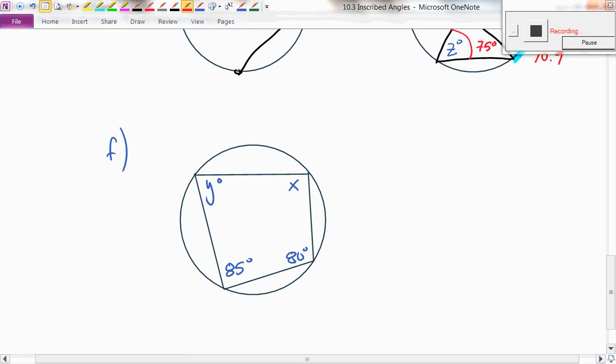Hyro has been working on it. Okay, Hyro. What did you get for Y and how come? Yeah, Y has to be 100. Can you explain why? Yeah, he said the opposite angles have to equal 180 degrees. So, Hyro, what does X have to be? 95 degrees. How many have the same thing? Put your hands in the air. Wow, only 5 people got it right?